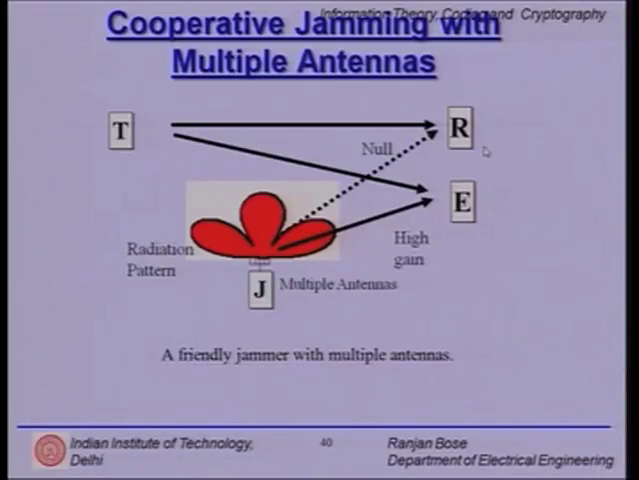So, very little of the jamming sequence is actually received by the legitimate receiver, but the maximum brunt of the jamming signal is borne by the eavesdropper, thereby degrading its channel. So, this is one of the simple techniques of cooperative jamming with multiple antennas at the friendly jammer.